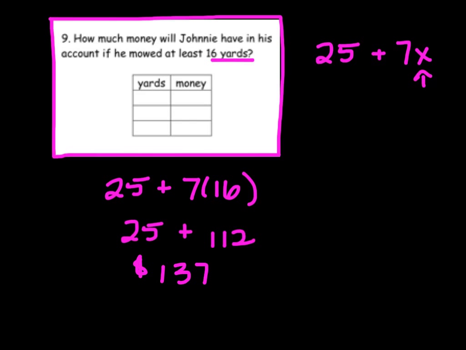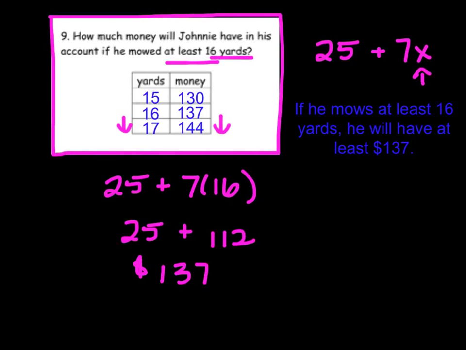I'm going to put that in my table. I'm also going to look at either side of 16, so at 15 and at 17. So if he mows 15 yards, he'll have $130. And if he mows 17 yards, he'll have $144. So the question was if he mows at least 16 yards, that means 16 or more yards, how much money is he going to have? So at 16, he has $137. So if he mows 16, he'll have $137. If he mows more than that, then he'll have more than $137. So my statement this time, if he mows at least 16 yards, he will have at least $137.